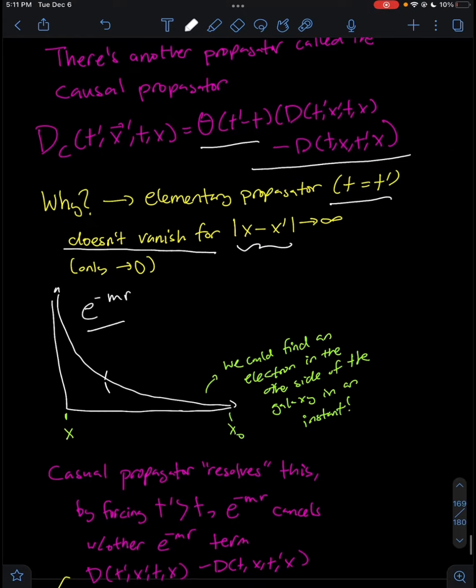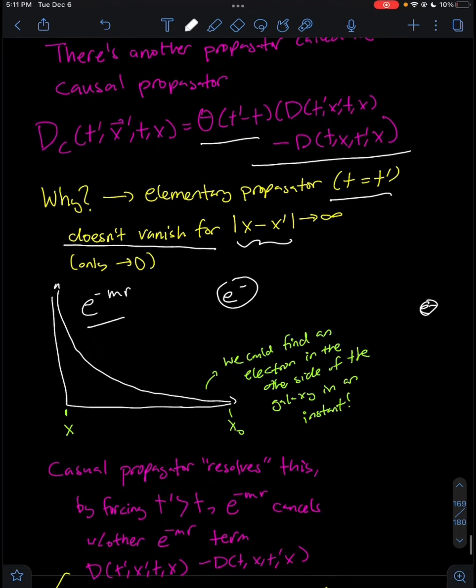This means that we can have an electron that's chilling in one spot, maybe in your living room, and it just instantly pops into New Jersey or something, assuming that you don't live in New Jersey. Or like the other side of the galaxy, right? And we can't have an electron doing that, right? It doesn't really make any sense.